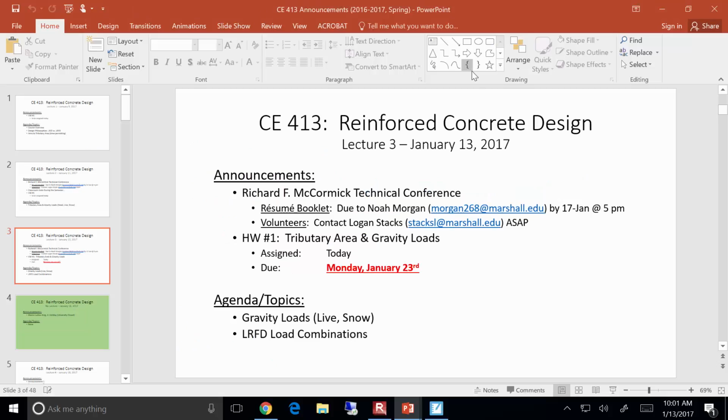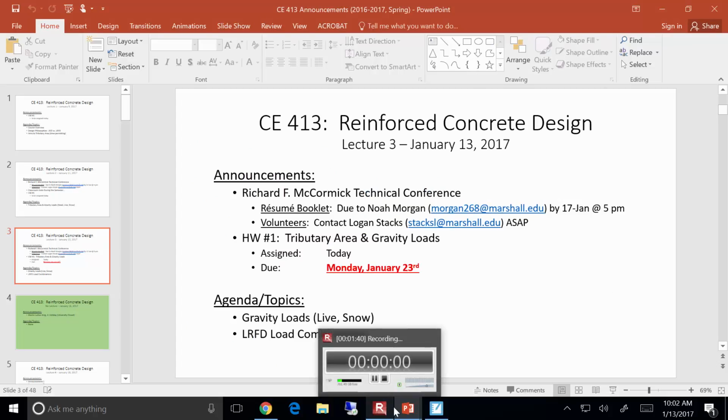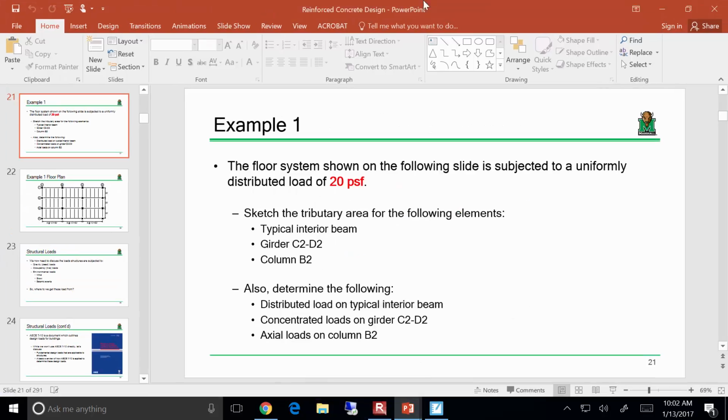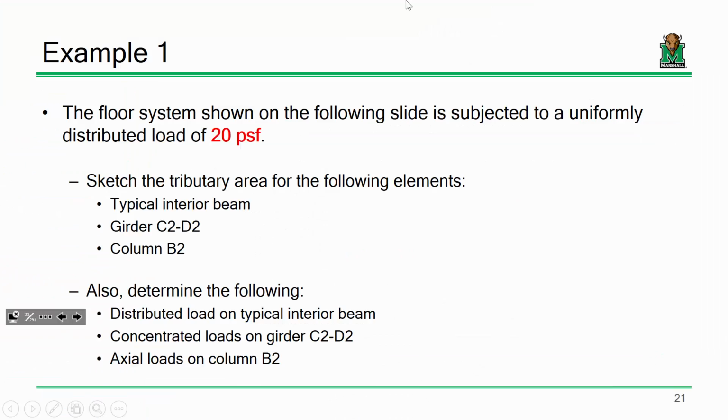We're going to hopefully finish our discussion of gravity loads and get into load combos and whatnot today. We might even get past it some, so we'll see.